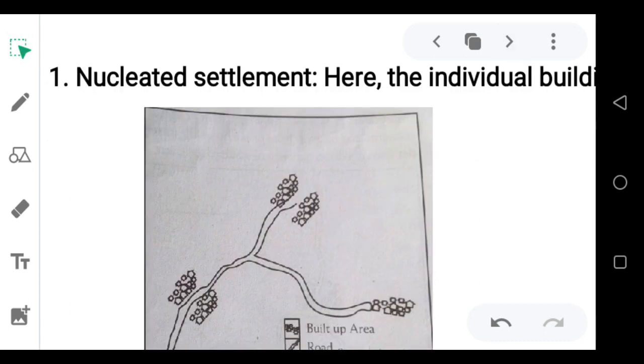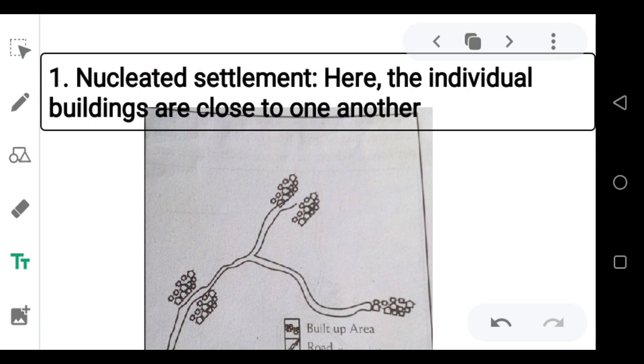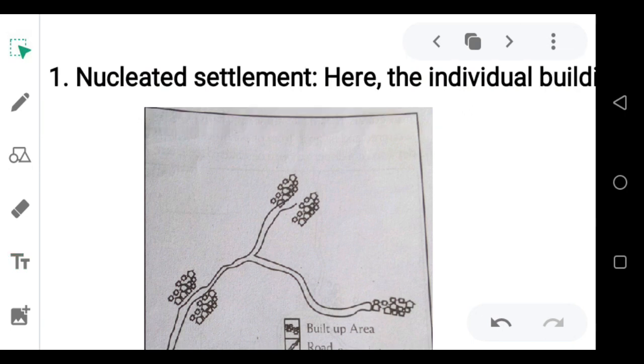The first one is what we call the nucleated settlement. Nucleated settlement. Here, the individual buildings are close to one another, as you can see in the diagram. Can you see? The dots are clustered together. This is an example of a nucleated settlement.